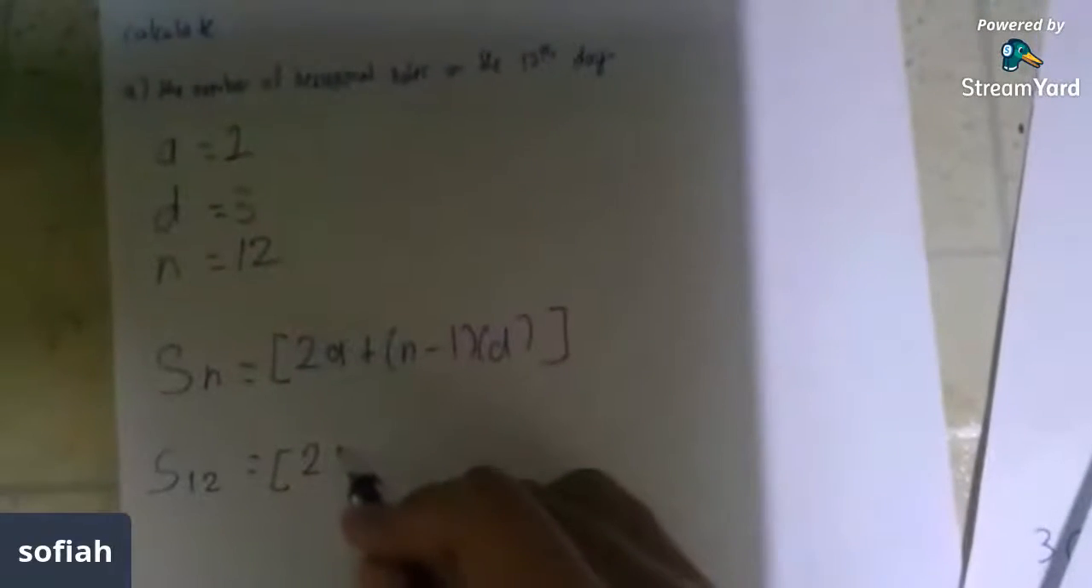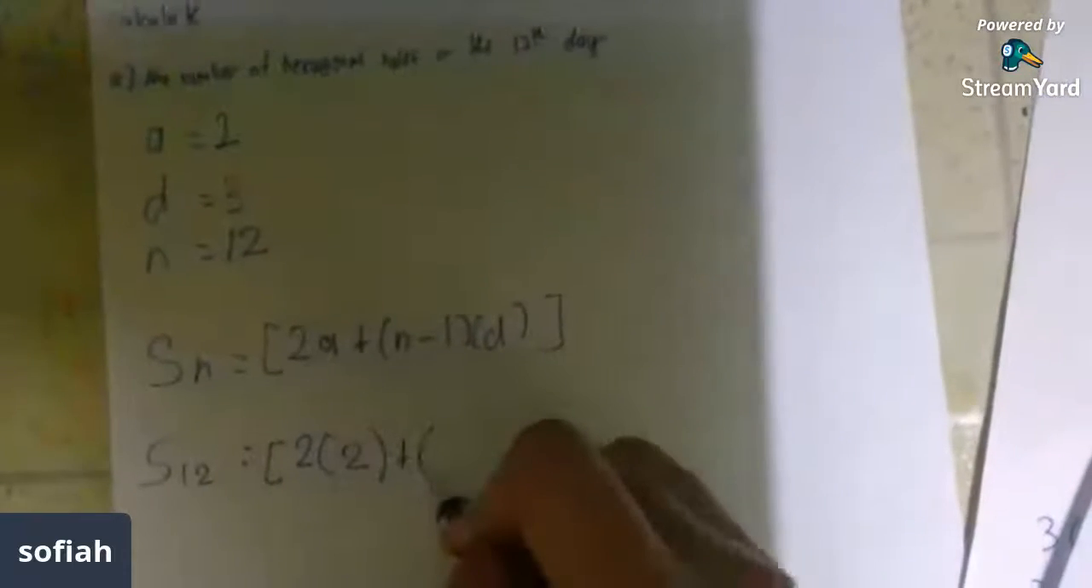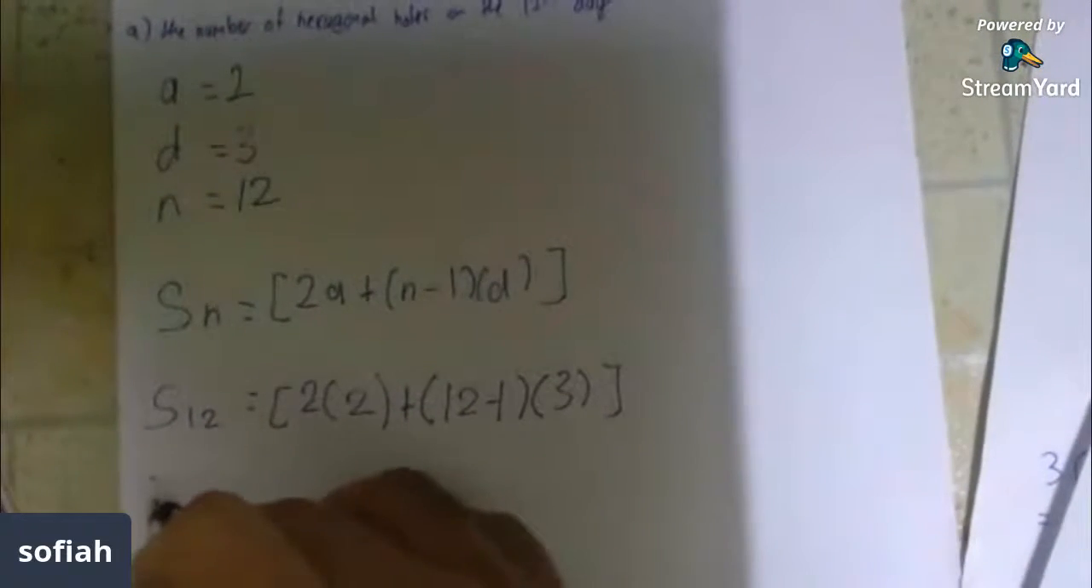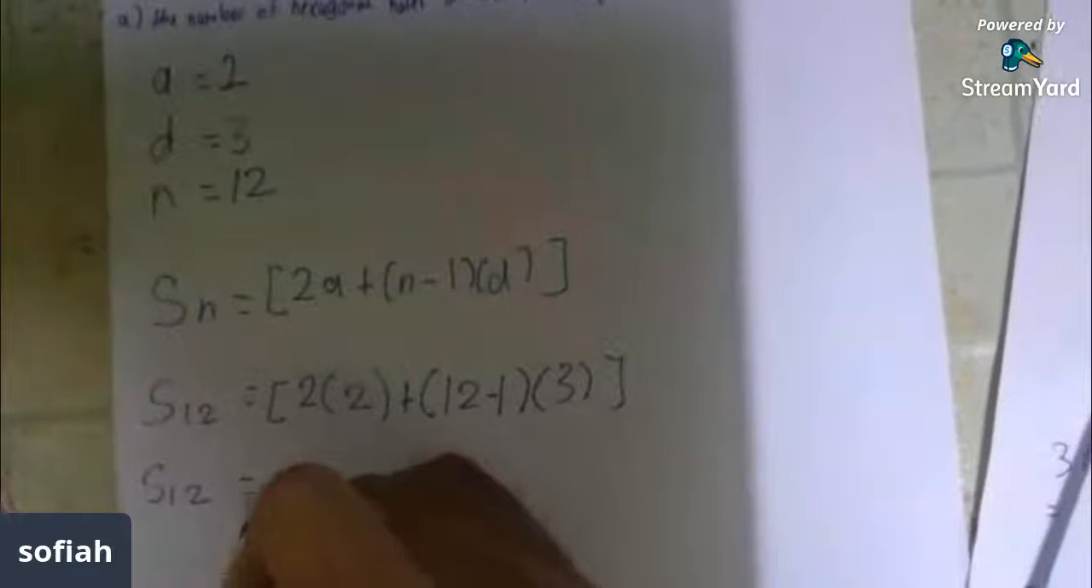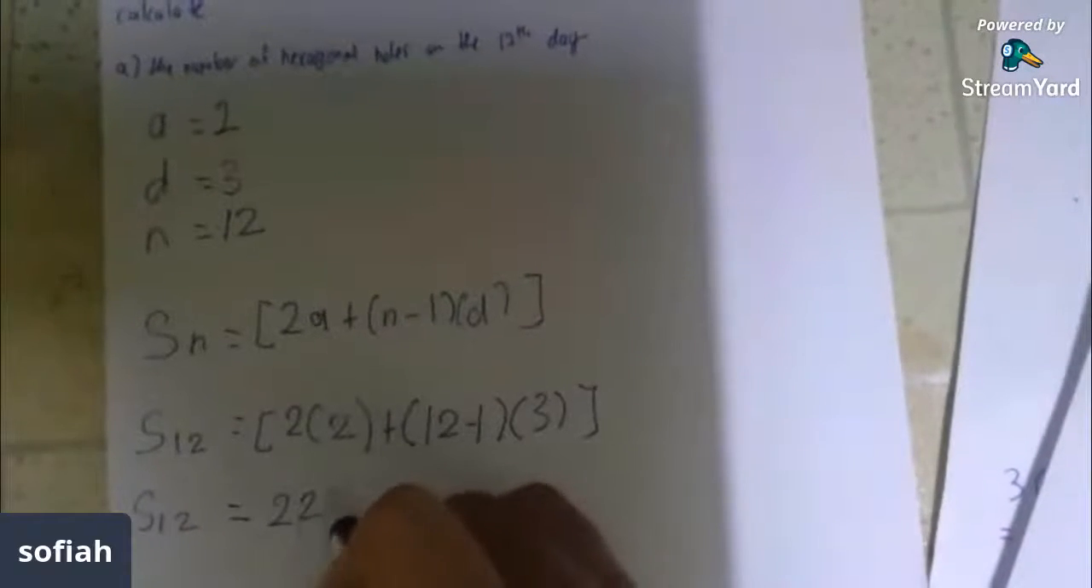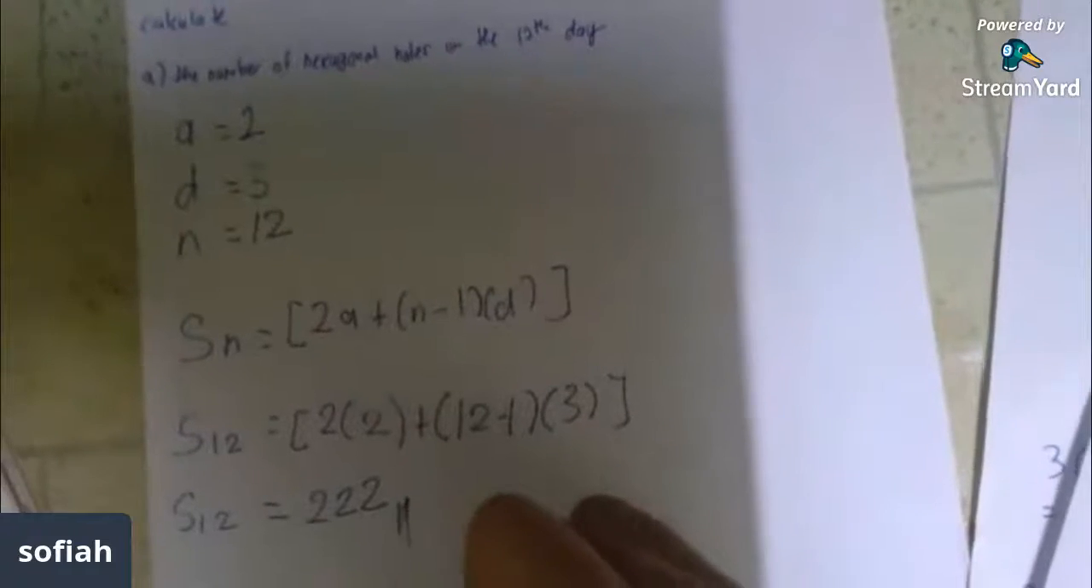So we just substitute these values into this formula. So we will get T12 equals 2, the value of A is 2, plus the value of n is 12 minus 1, D is 3. So we just use the calculator, and the last answer we will get, the number of hexagonal holes on the 12th day is 222. Okay, this is the last answer.